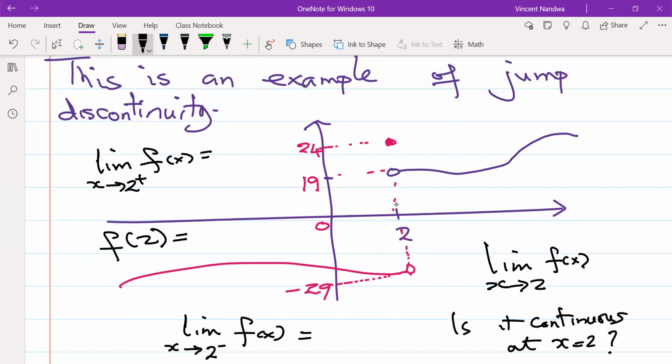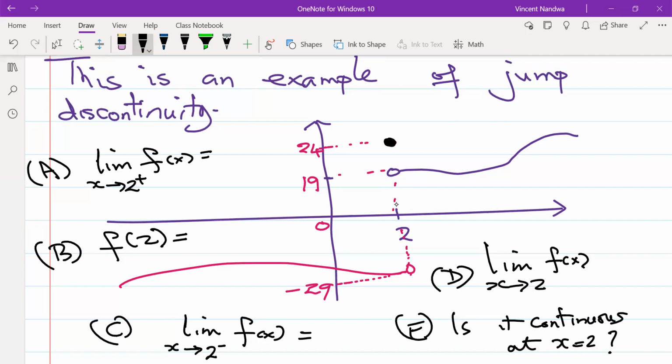Who is willing to give us an answer to any of these questions? So let me call this A, this B, this C, this D, and this E. Pick any of the parts and try to tell me the answer that you think is as per the diagram.